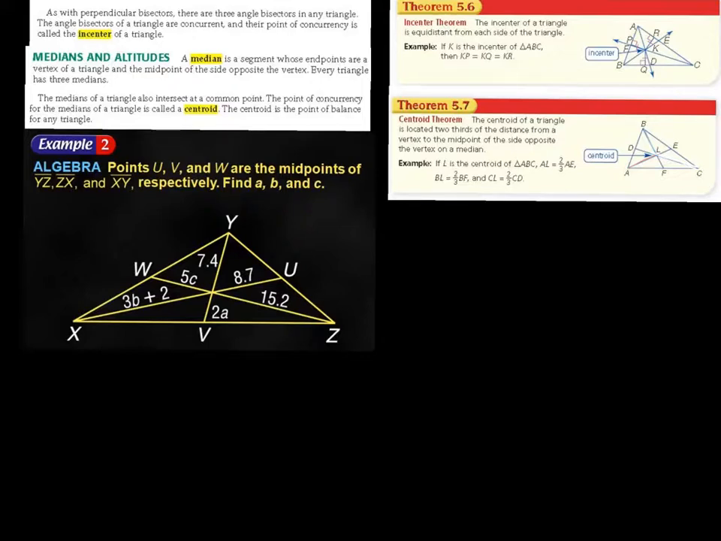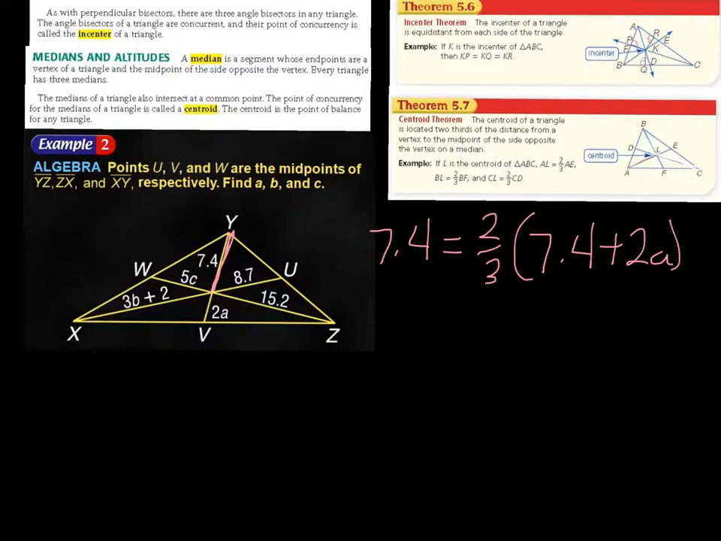So the long part here, so that's 7.4, is 2/3 the length of the whole thing. So 2/3 of the length of YV would be 7.4 plus 2A. I know fractions are our friends, but I think let's go ahead and multiply both sides by 3/2 right away to get rid of the fraction.